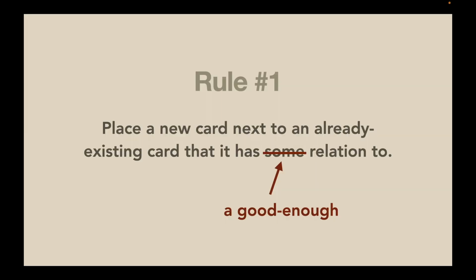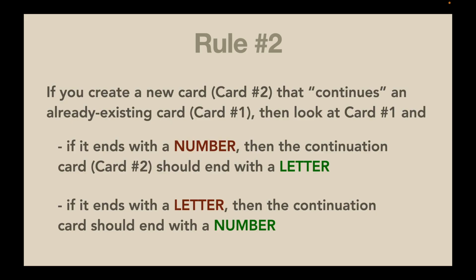Let's modify rule number 1 before moving on, replacing the word some with the words a good enough. That is the rule for us to follow. With rule number 1 and the various considerations related to it that we have just gone through, we know what to do when we're looking to place new cards in relation to cards that already exist in our Zettelkastens. But what addresses should we put on new cards that relate to already existing cards? The answer to that question is rule number 2 for this video.